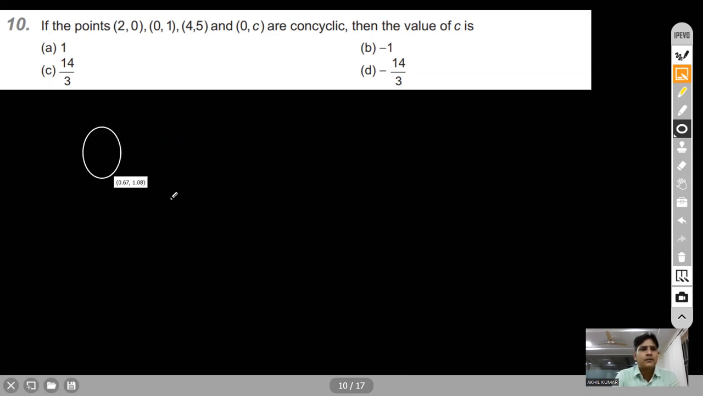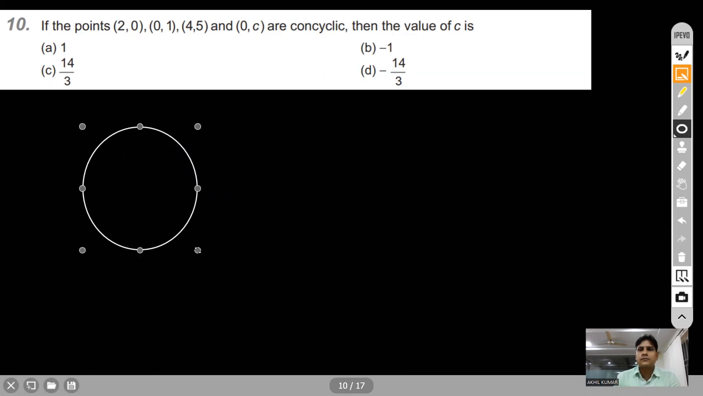Okay, so let me draw, and this point we consider as A, B, C and D. So what are these points? 2, 0. This is 0, 1. This is 4, 5. And this is 0, C. This is 0, C, right?